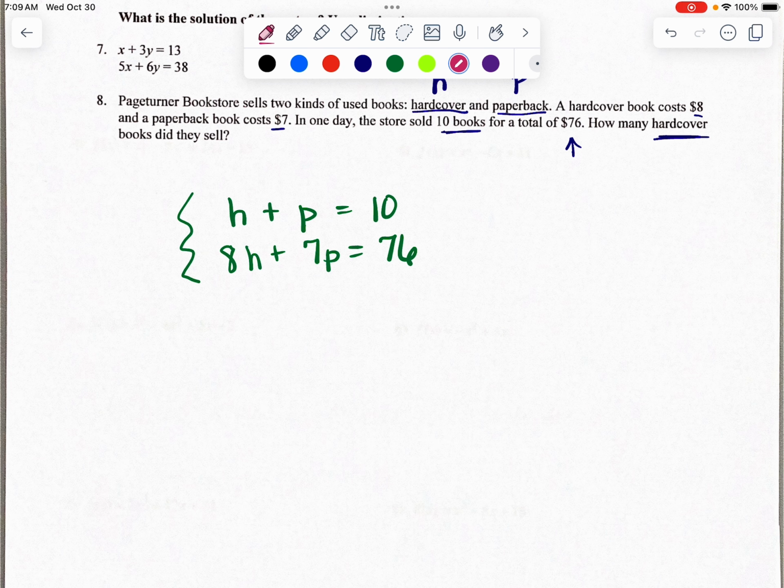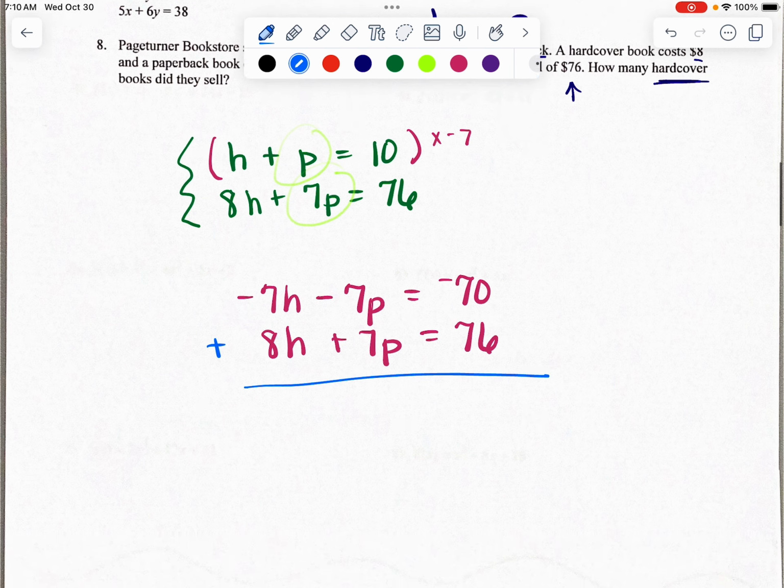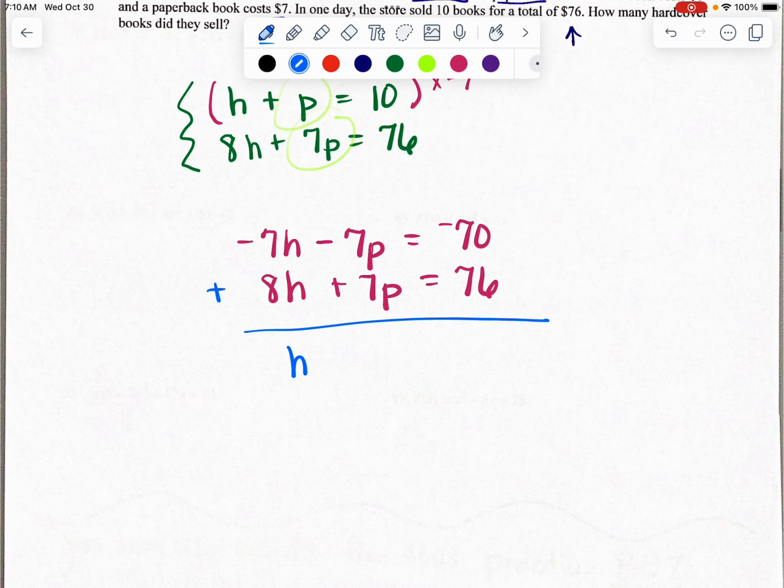I'm going to use elimination, and I'm going to multiply that top equation times a negative 7. Because again, that would make this and this the same values but opposite. And that's what I want to happen. So that top equation will become negative 7h minus 7p equals negative 70. That bottom equation is going to stay just the same. And like I did the last two for elimination, negative 7 plus 8, of course, is 1h. These two go away. And I get 6.